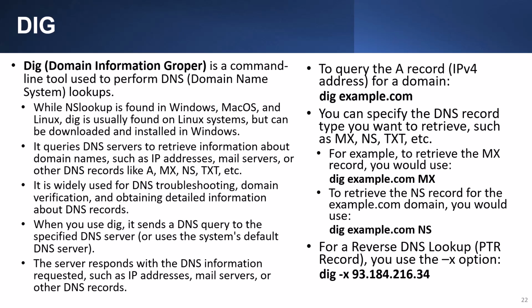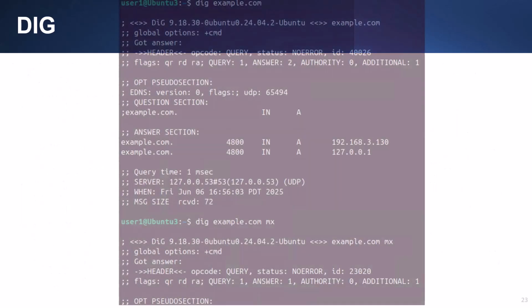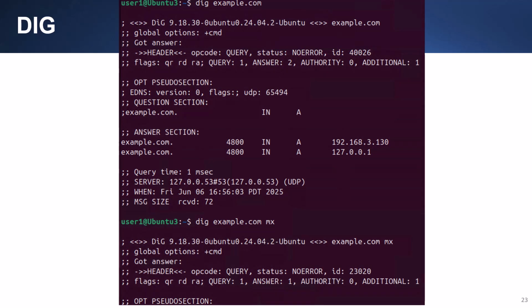You can specify the DNS record type you want to retrieve, such as MX, NS, and TXT. For example, to retrieve the MX record, you would use dig example.com MX. To retrieve the NS record for the example.com domain, you would use dig example.com NS. For a reverse lookup or PTR record, you use the -x option, dig -x and the IP address. Here are two examples of using the dig command.